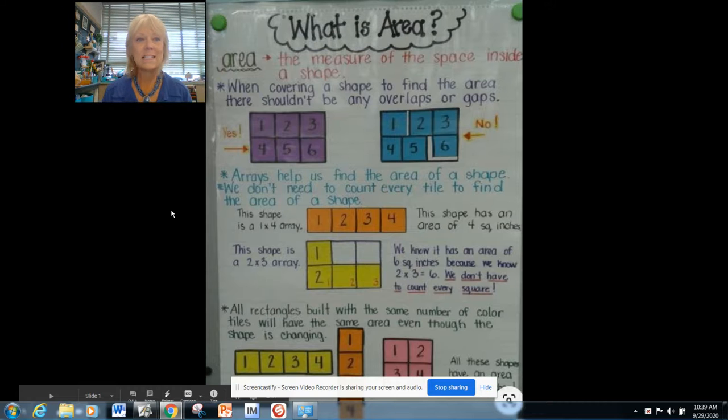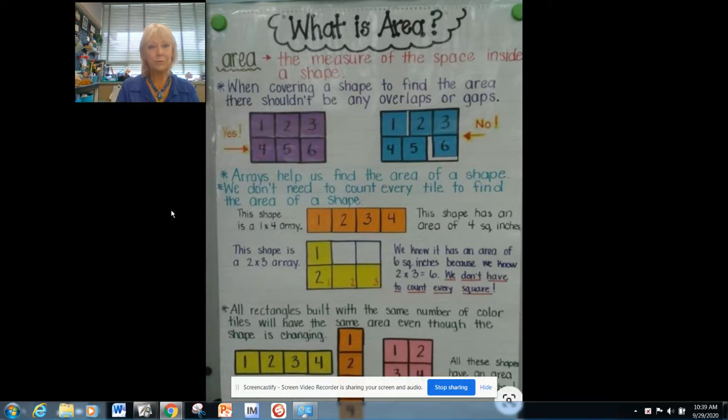Boys and girls, today's lesson is how to find area. Let's take a little refresher course and talk a bit more about what area is. What is area? Area is the measure of the space inside a shape.